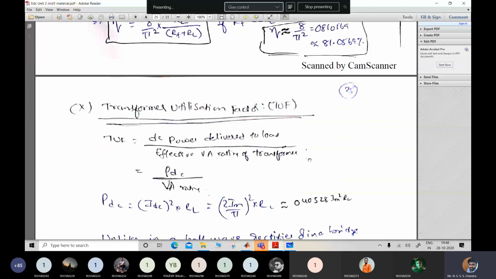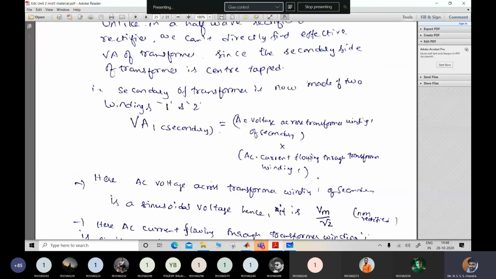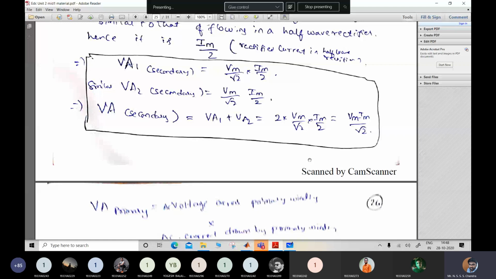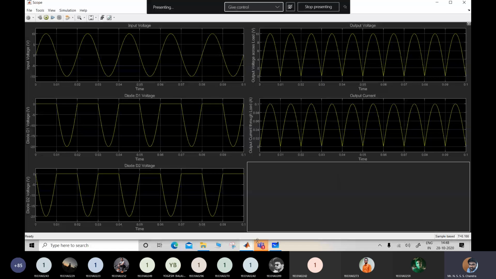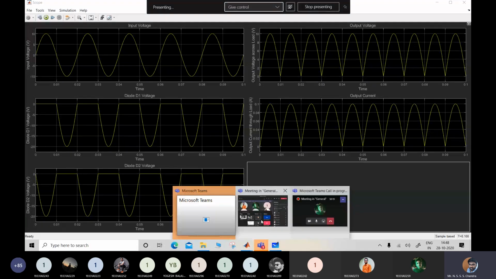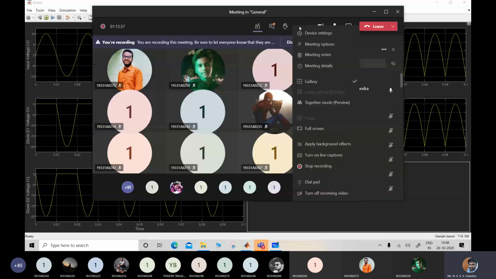Transformer utilization factor is slightly different because we have 3 windings, so you need to consider both the windings. This I will discuss in the next class. Everything else will remain the same for bridge rectifier and the center tap transformer rectifier configuration. So I'll end the class now. I'll stop the recording and take the attendance.